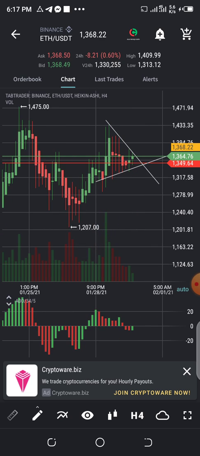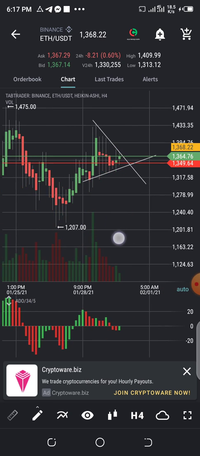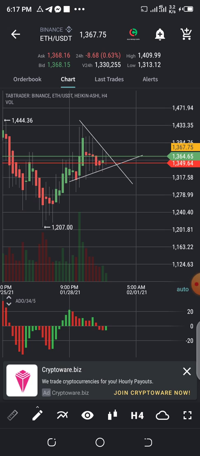So here we are on TapTrader. So now, before I go into how to draw support, resistance and trend lines, let me quickly give you the definition of that.